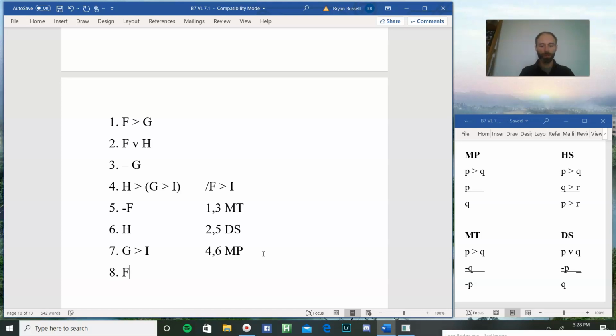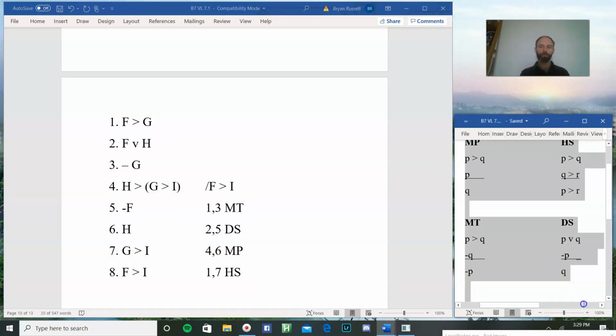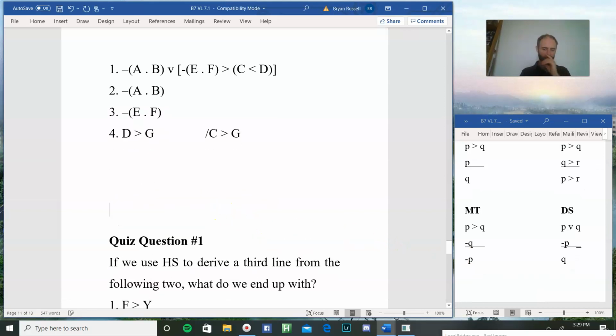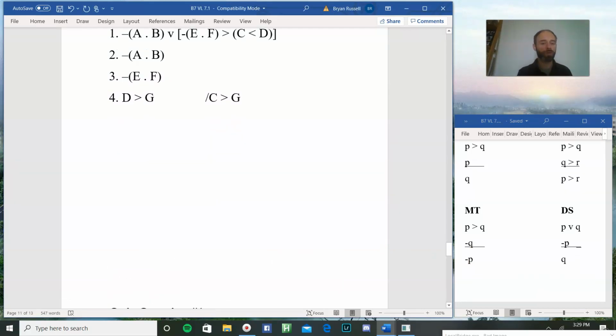What do we get? We get F horseshoe I. How do we do that? We did 1 and 7, HS. And we got the answer that we were looking for. We stop. We're done. We derived that proof in 4 steps using the rules of implication. All right, so one more, and I'm going to go through this one a little bit faster before we get to the quiz questions.